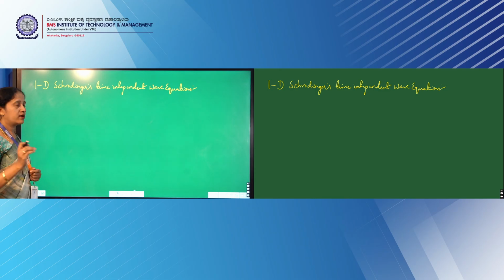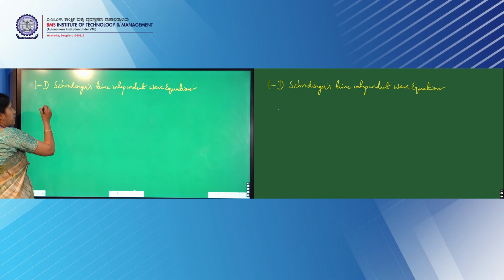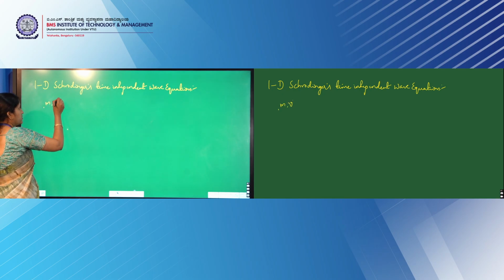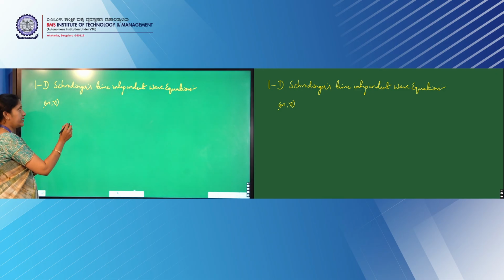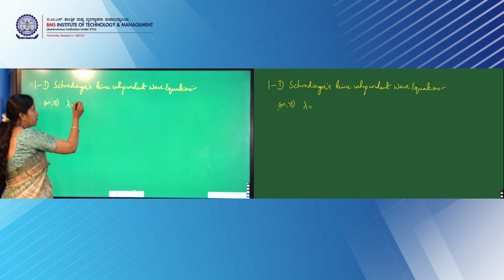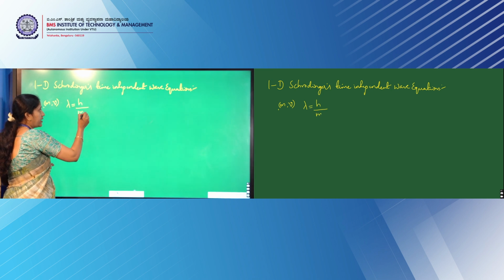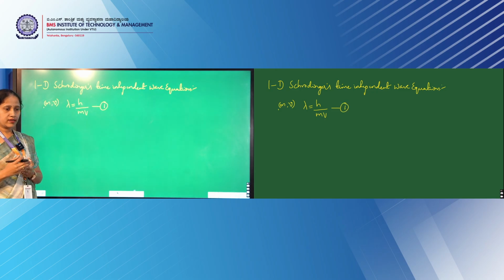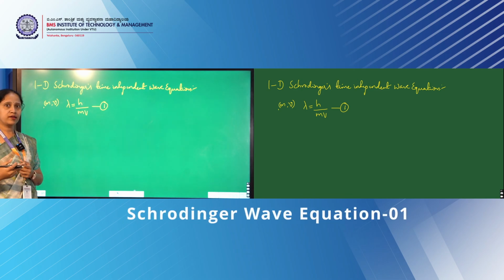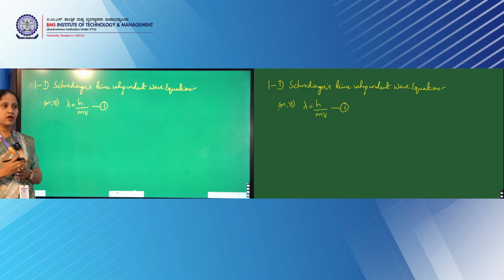Let us consider a material particle of mass m moving with velocity v. And this particle is associated with a wave. Hence, as per de Broglie theory, the wavelength of this wave associated with a particle can be written as lambda is h by mv. As we know that the Schrödinger wave equation is used to describe completely the behavior of a matter wave, Schrödinger used the de Broglie idea and wrote the classical differential wave equation for a matter wave.